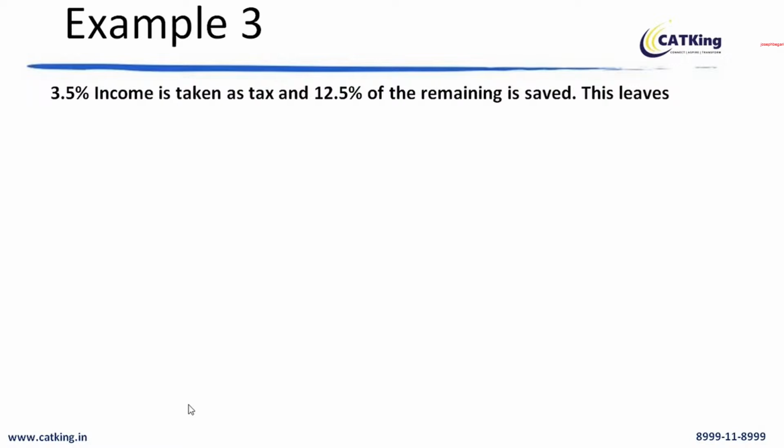Okay, so now this question: 3.5% of the income is taken as tax and 12.5% of the remaining is saved. This leaves 4,053 to spend. What is the income? So 3.5% of the income has been cut for tax, and then from the remaining, 12.5% has been cut out for saving. After both deductions, what you are left with is 4,053 rupees. You have to find out what the total income is.